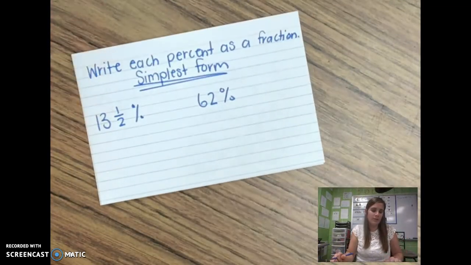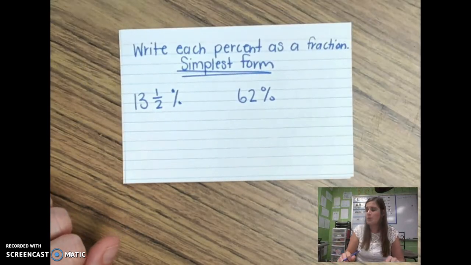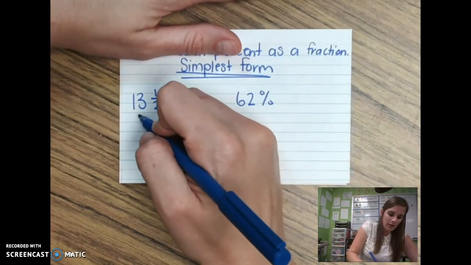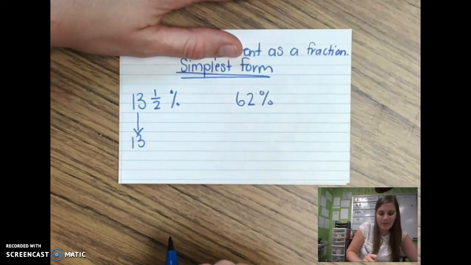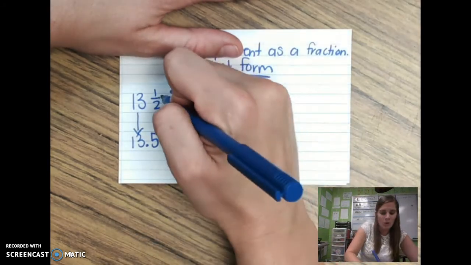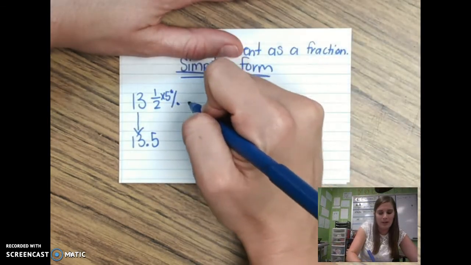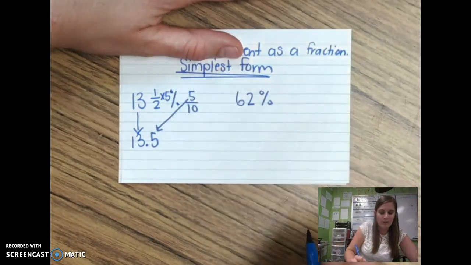Our next card is going to be our hardest problem right here. We're going to change 13.5% into a fraction in simplest form. So our 13 is going to come down. We're going to change that half into a decimal. A lot of you know that a half is just 0.5. So if you know that, you can just write it like that. Or you can multiply it to get a place value number on the bottom. So if we multiply by 5, we get 5 over 10. And that's how we got that 0.5 right there.